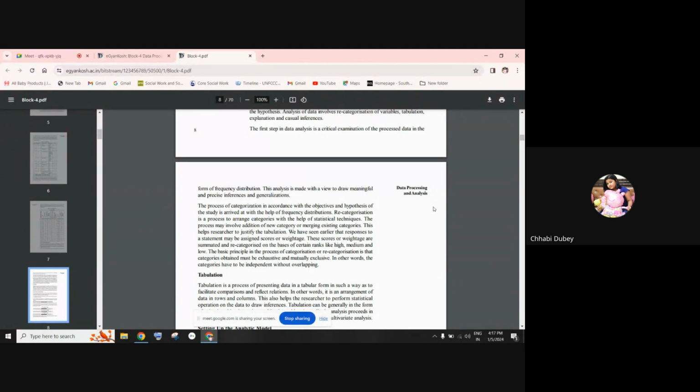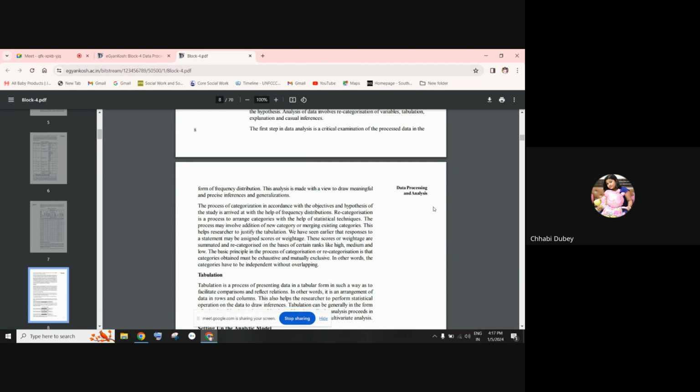Now, the scores or the weightage are generally summated and recategorized on the basis of certain ranks. So you will be assigning certain ranks, like a high rank or medium rank or a low rank, depending upon the recategorization.